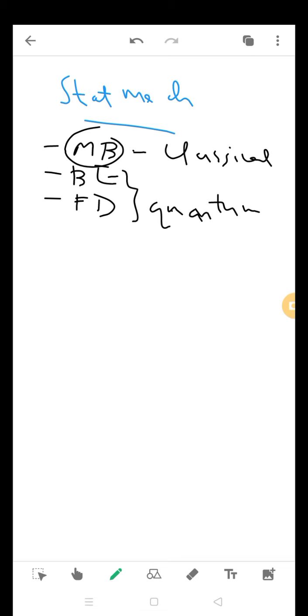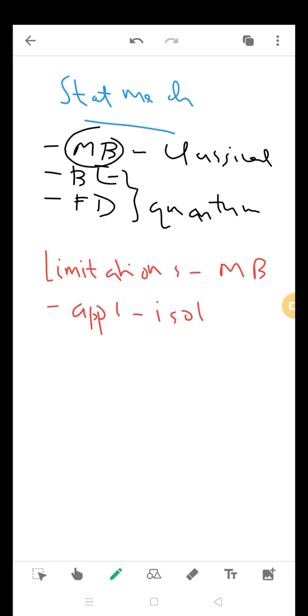Now, let us first start with the limitations of MB statistics. The first limitation is that it is applicable only to an isolated gas, or by gas we mean an isolated molecular system.